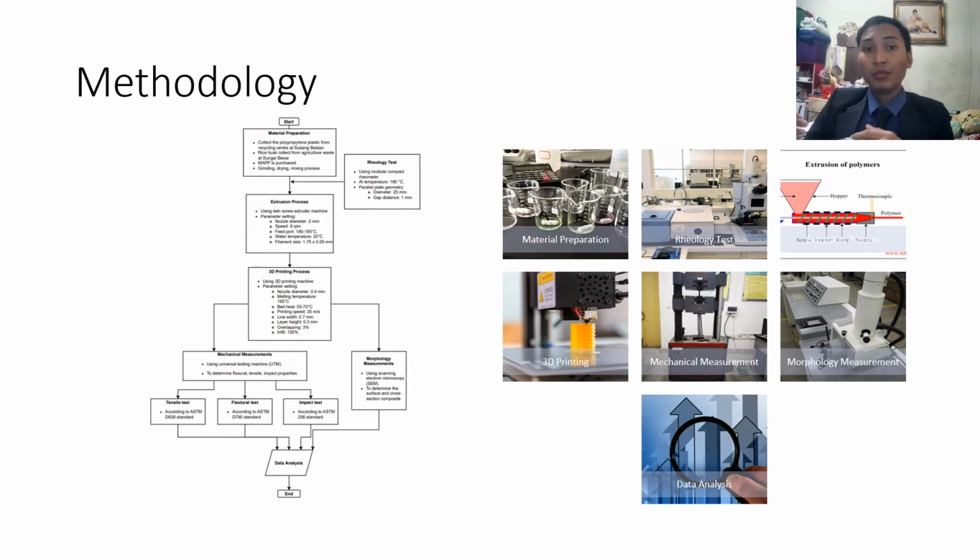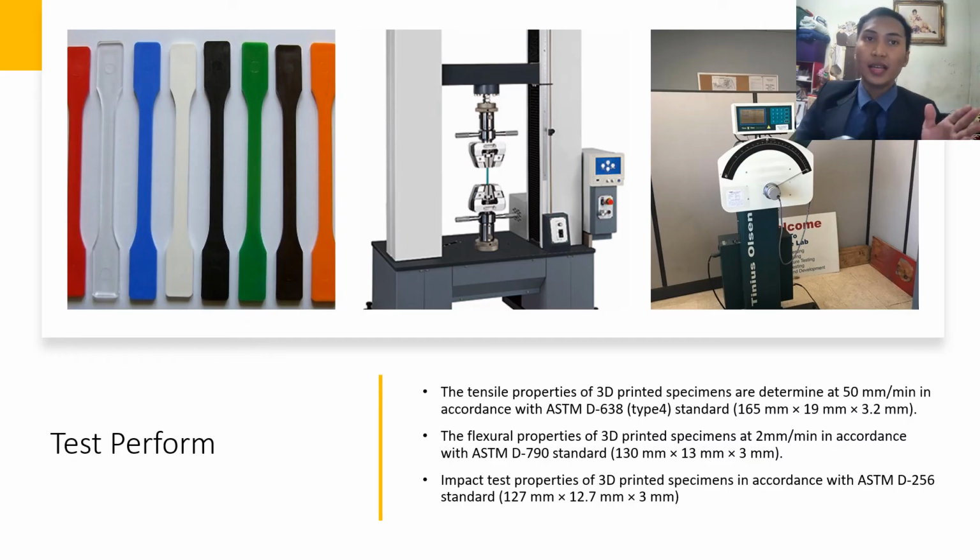Then we do mechanical measurement, and under mechanical measurement we do three tests, which are the tensile test, flexural test and impact test. For the morphology measurement, we use a scanning electron microscopy machine for this determination, and then we analyze the data and come up with the conclusion. Okay, this is an example of the machine that we used and the specimens that we formed. For the tensile properties, we use the ASTM D638 standard. For flexural properties, we use the ASTM D790 standard. And for the impact test, we use the ASTM D256 standard.